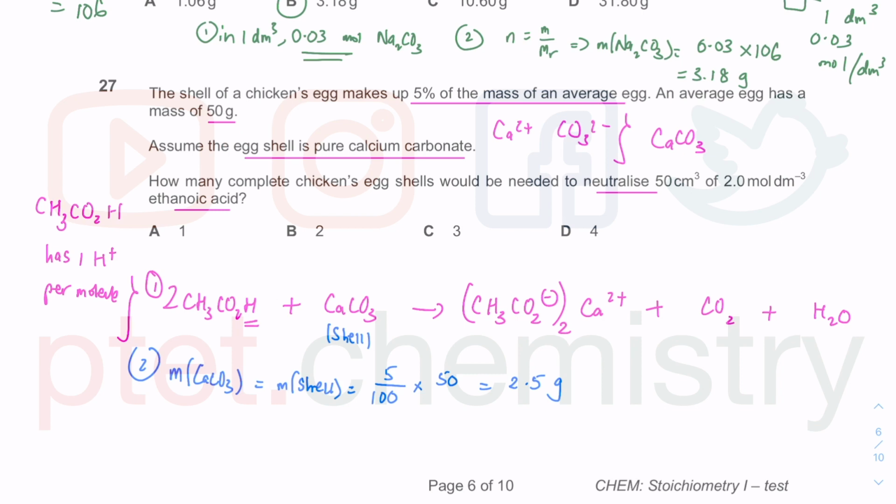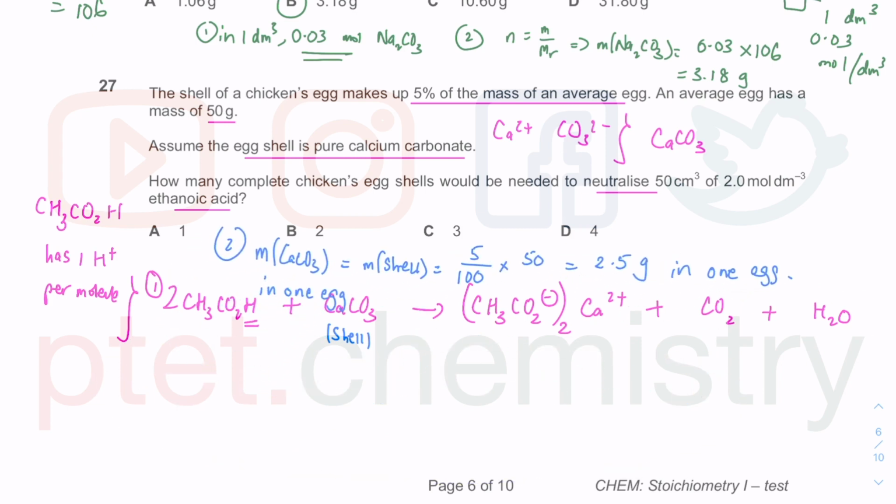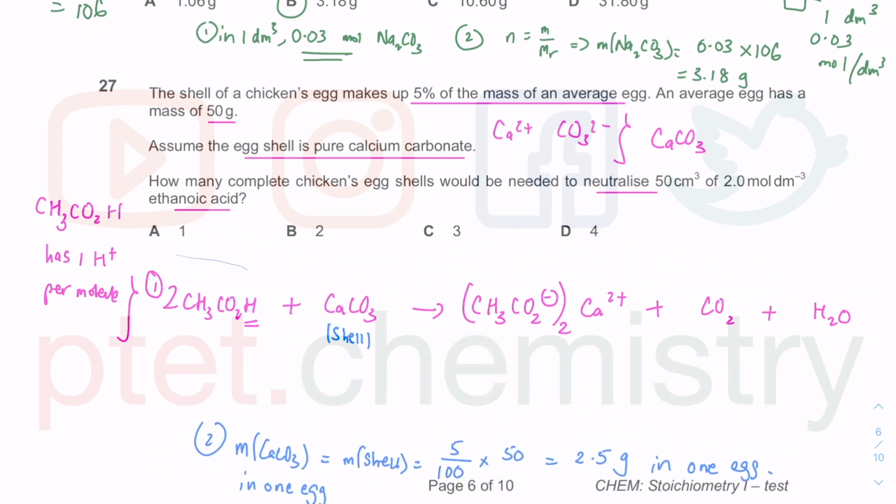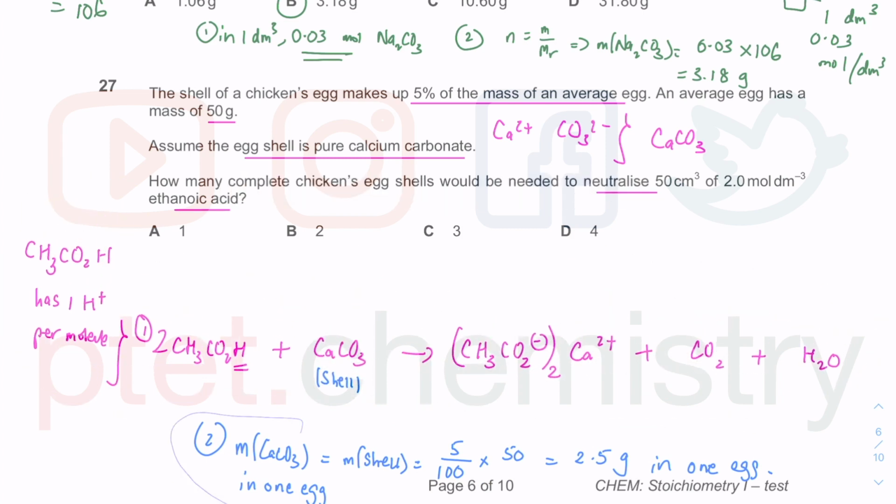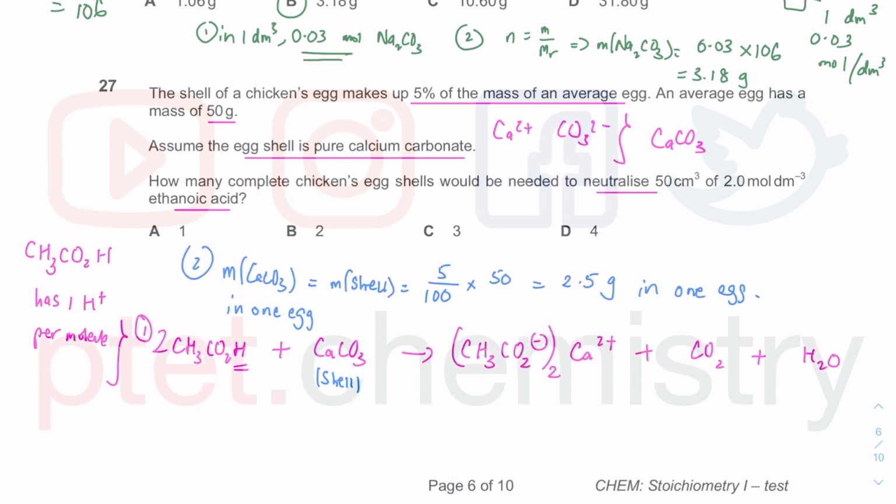This is 2.5 gram in one egg. So let's have a look at the balance equations and try to do some meaningful calculations. Not too sure if that will work. Let me move this down a little bit. I want to move this general information on top there. Okay, so what do we know?